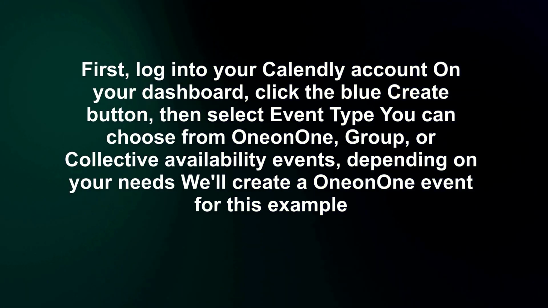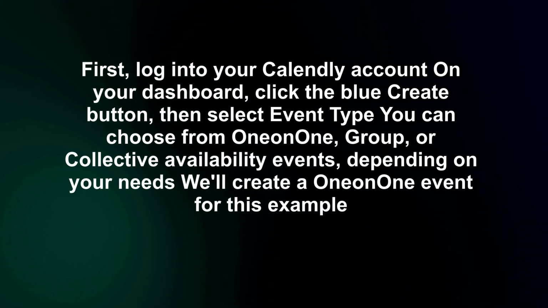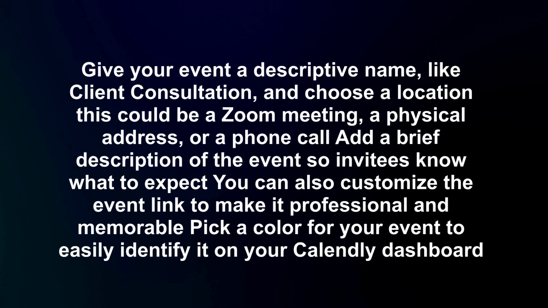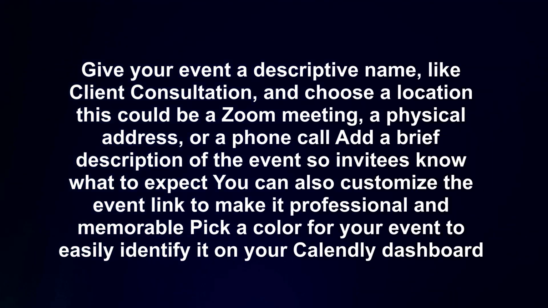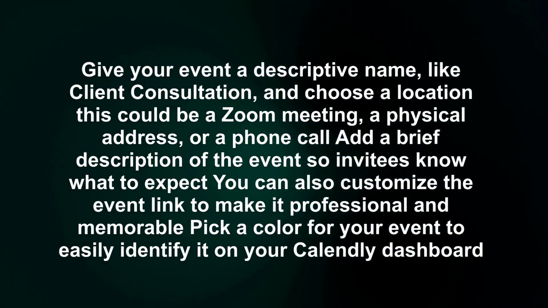You can choose from one-on-one, group, or collective availability events. Depending on your needs, we'll create a one-on-one event for this example. Give your event a descriptive name, like client consultation, and choose a location. This could be a Zoom meeting, a physical address, or a phone call.